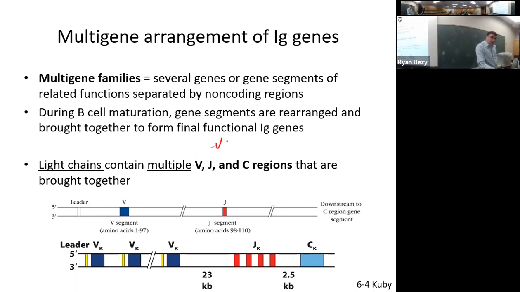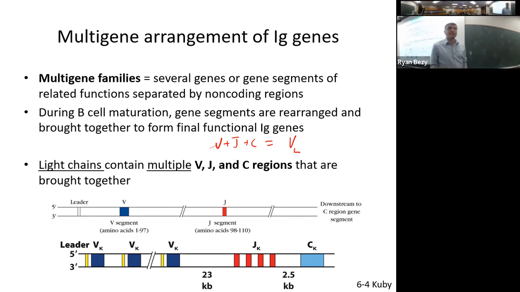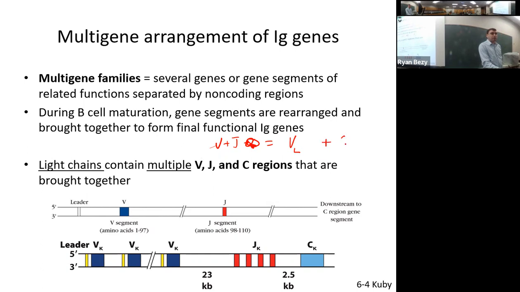So you put V plus J plus C equal, for instance, the variable light domain. And just that portion, just the variable light domain; the constant is not involved with the gene rearrangements. I'm sorry, I got it wrong. Guys, sorry. The V and J regions make up the variable domain. The constant portion just makes up the constant light domain. I got ahead of myself there.